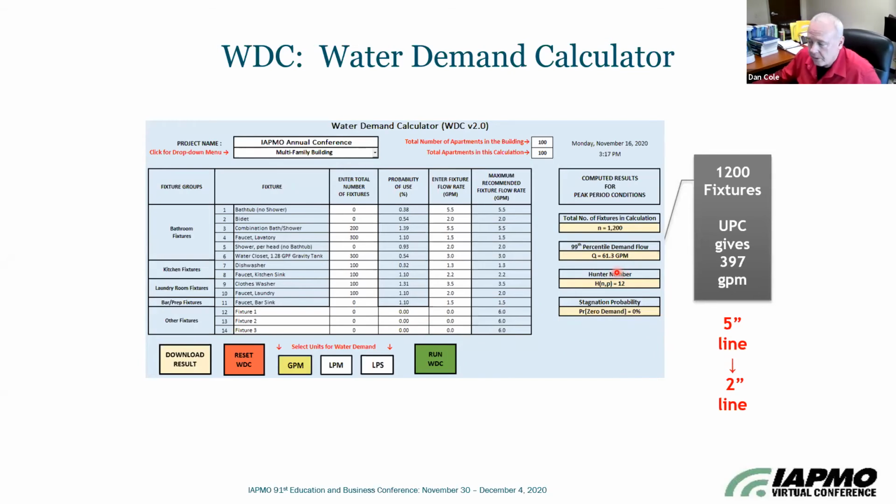And look at the difference. This calculated a peak demand of 61.3 gallons per minute. Using the fixture unit method, it comes out with 397 gallons per minute. So you can actually decrease a 5-inch building supply to a 2-inch supply. This seems very extreme, but this validates with what we have seen in multifamily dwellings and apartment dwellings that were measured in Colorado.